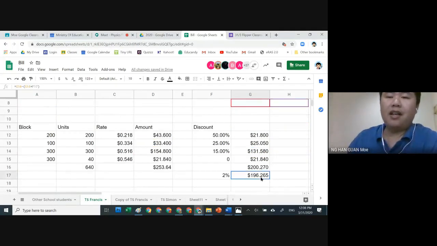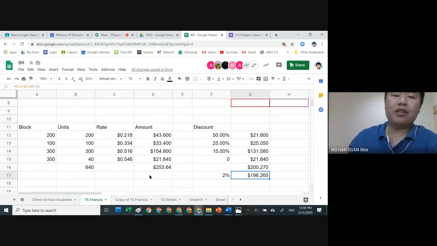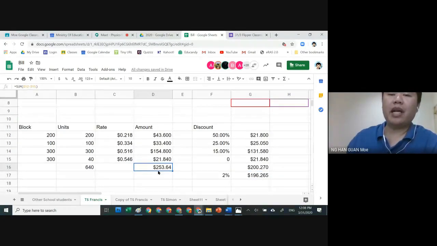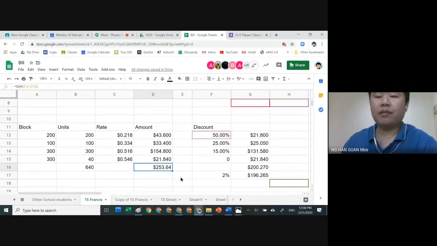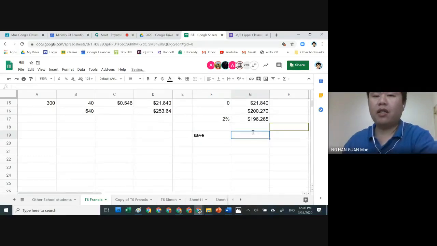Congratulations. Okay, so at the end, how much do I save compared to my current bill actually? Right, so this is my current bill, 255 ringgit and 64 cents. So how much do I save? Okay, so my saving is equal to this amount divided by the current bill amount. Okay, and then after that I change it into the percentage.